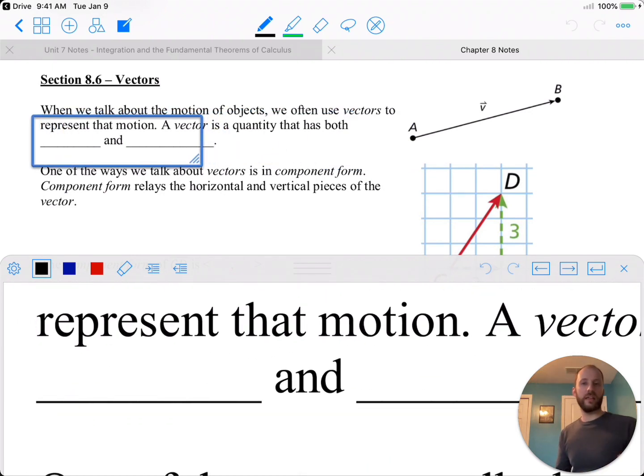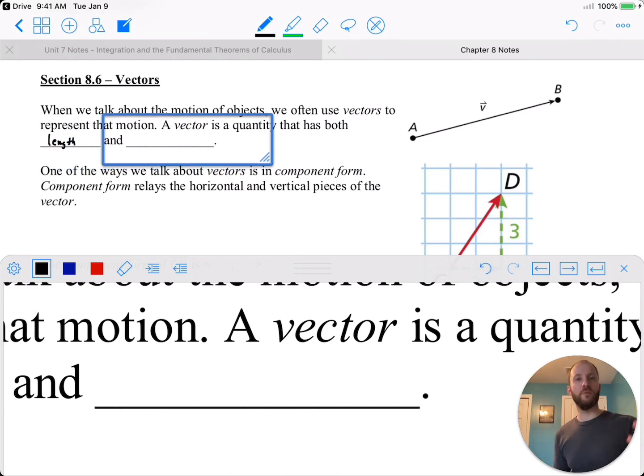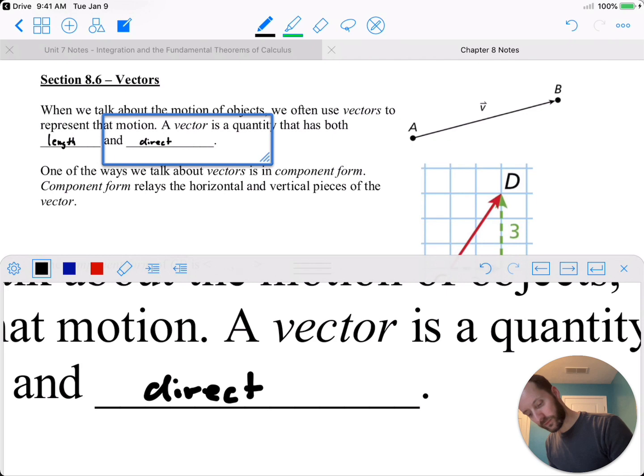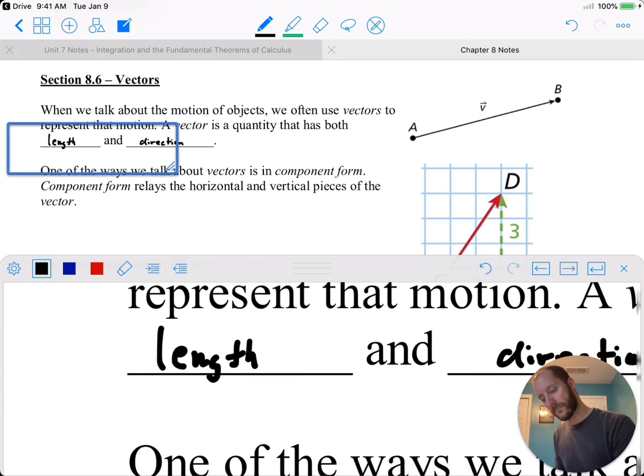A vector is the way we talk about the motion of objects, okay? A vector is a quantity, a number. It represents both length or magnitude, the amount of speed or oomph behind the object that's making it move, and direction. So where is something going and how quickly is it going there?